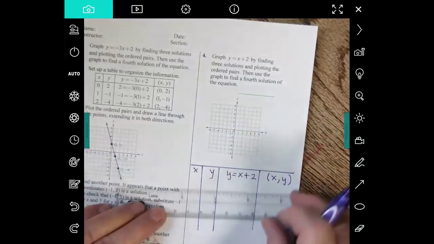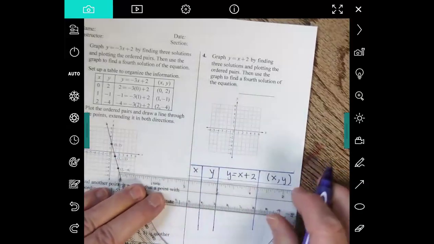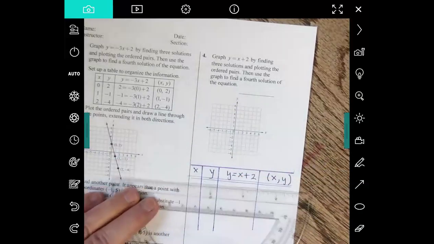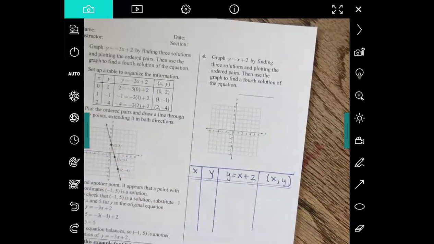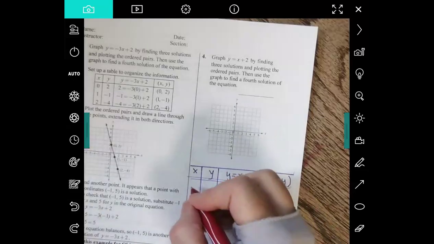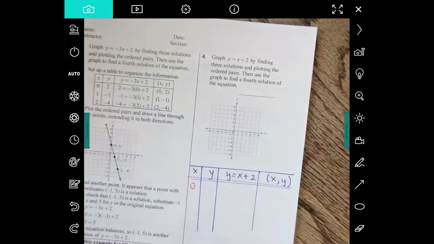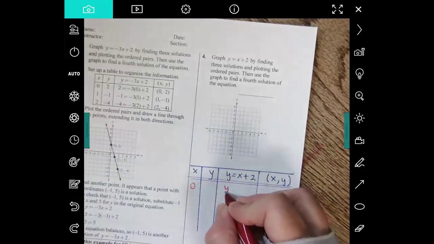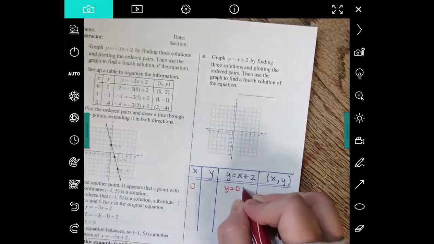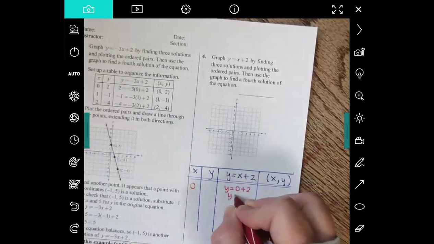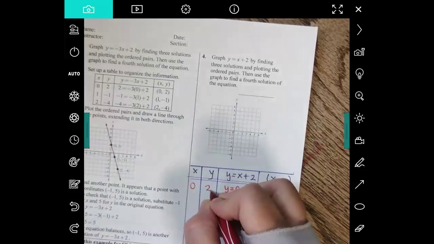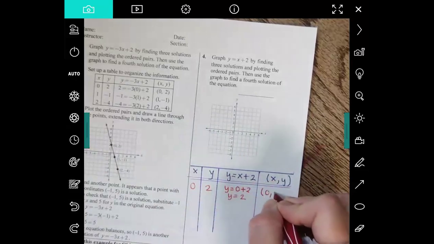Okay, so there's the header. And let's choose the first value. Alicia, what do you suggest we choose first? Um, 0. Good choice, 0. That's the best thing, I think. All right. It's just easy to work with 0. It doesn't do much, right? So to get the y, I put 0 in, and that gives me y equals 2. So what if I put a 0 in, I get a 2. So I need to put the point 0, 2 on my graph.